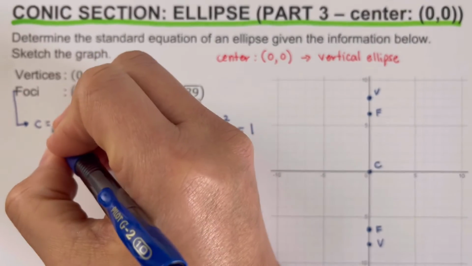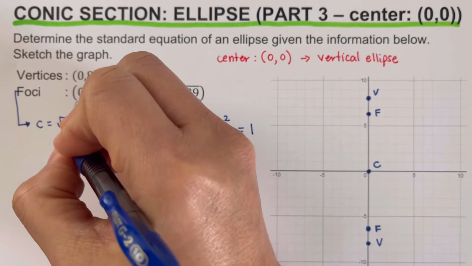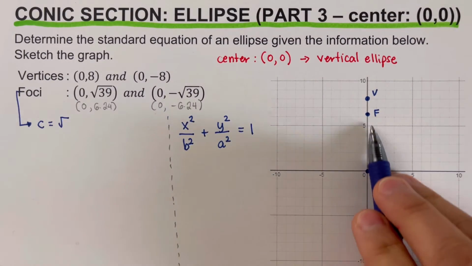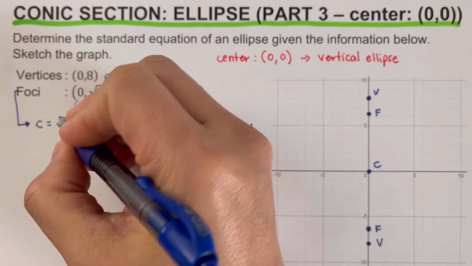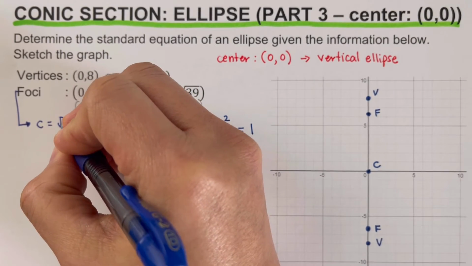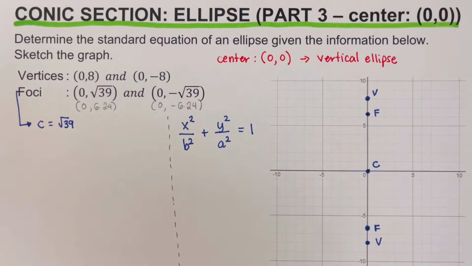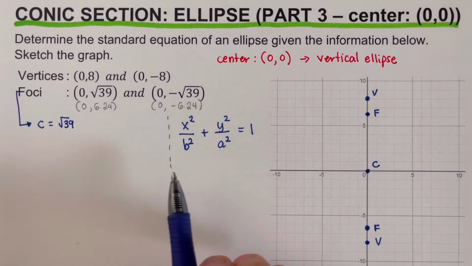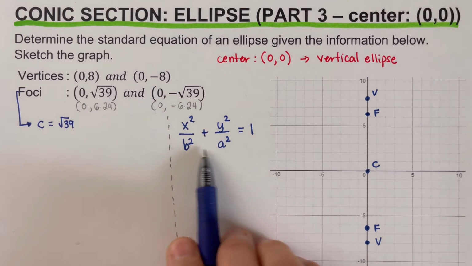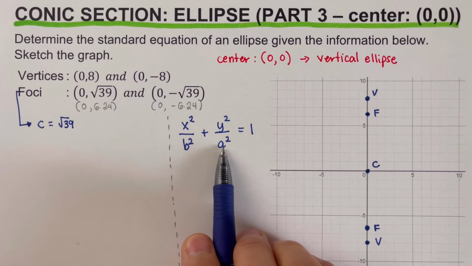In this case, it is equal to the square root of 39, approximately 6.24. So I'm going to write here square root of 39. That's the c value, but we don't really need the c to determine the equation for this. We need an a and a b.